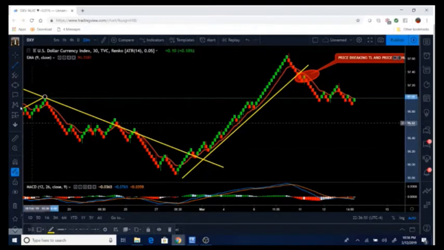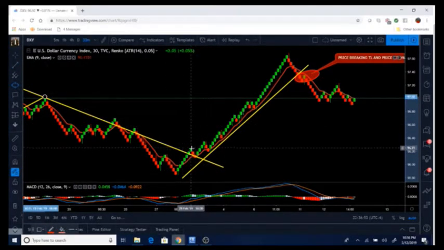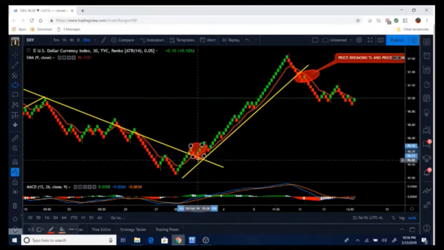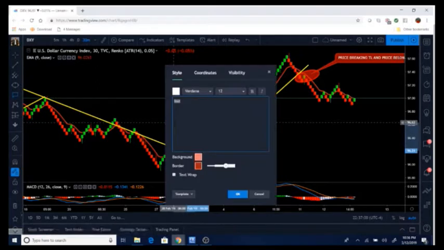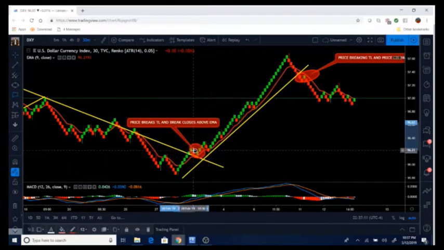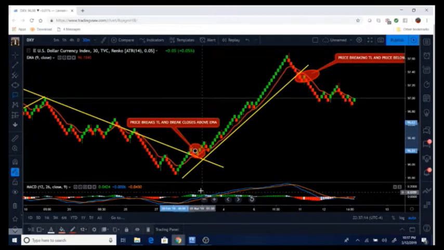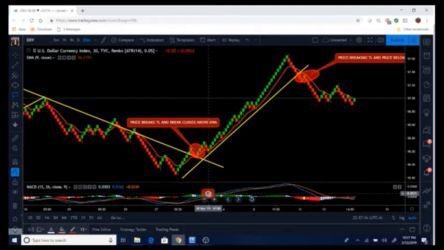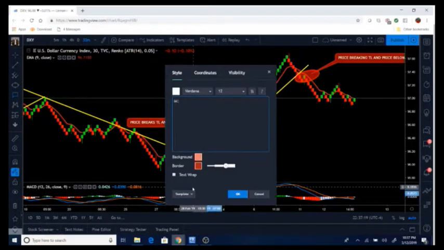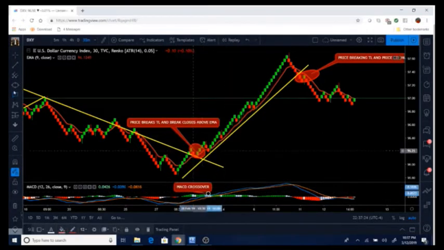This uptrend right here. Price breaks my trend line. Right? Price breaks trend line, and brick closes above EMA. Right? I got both my confirmations. Not only that, what do you know aligns with it? I got my MACD as well. I got my MACD crossover as well. I got a perfect order for a buy.